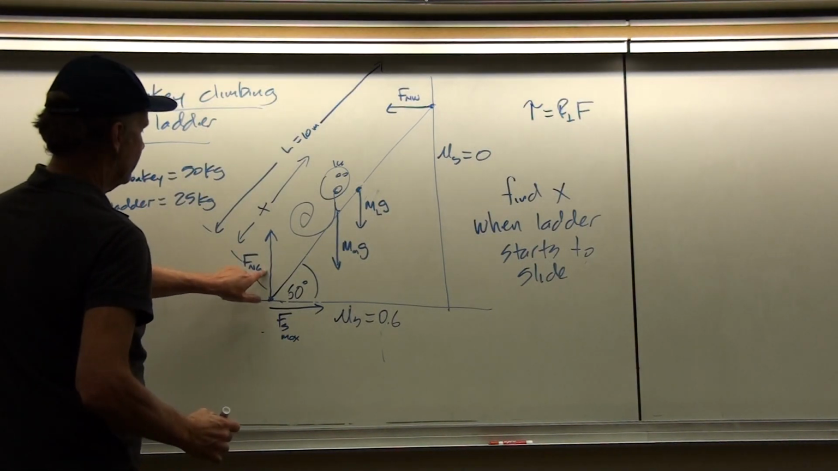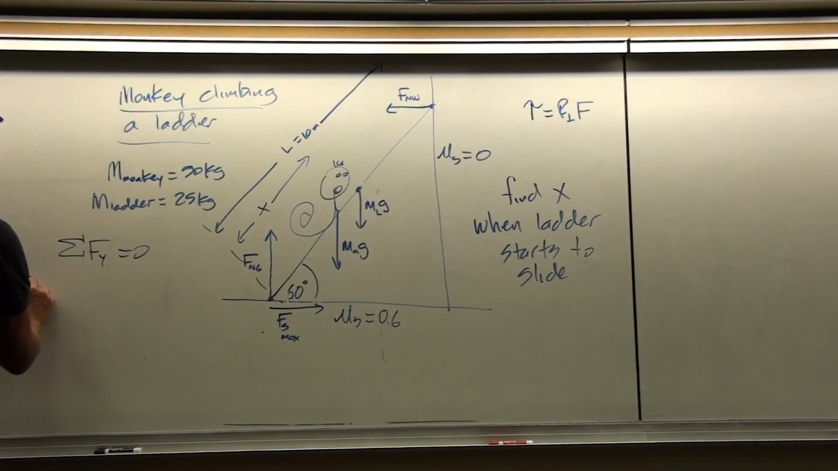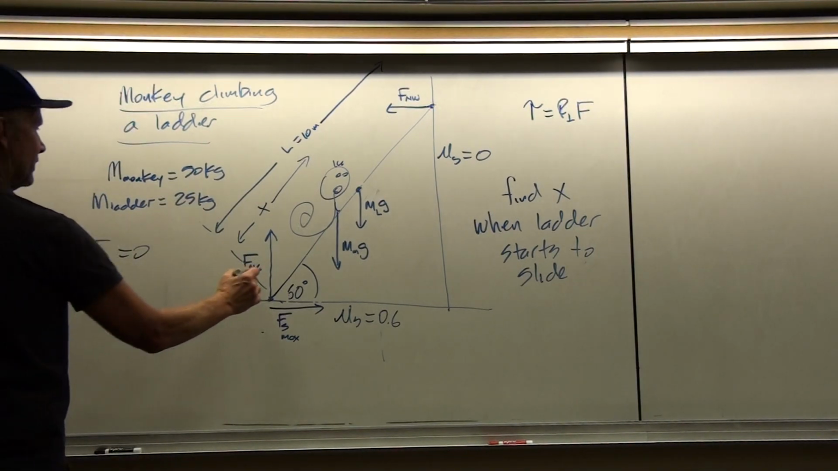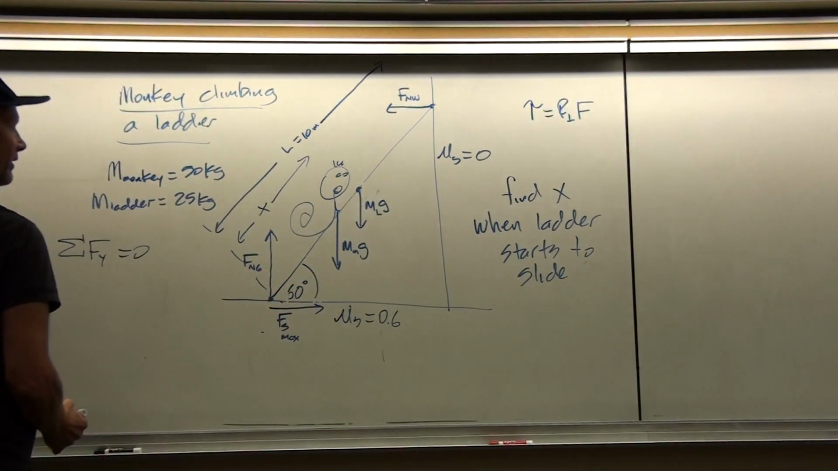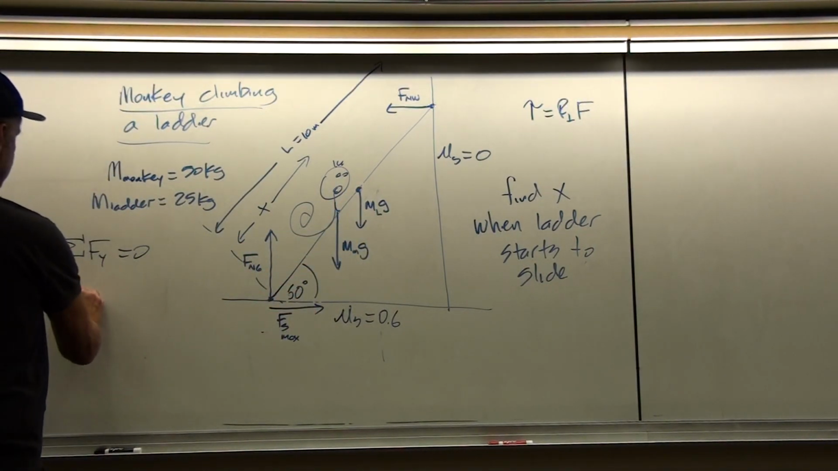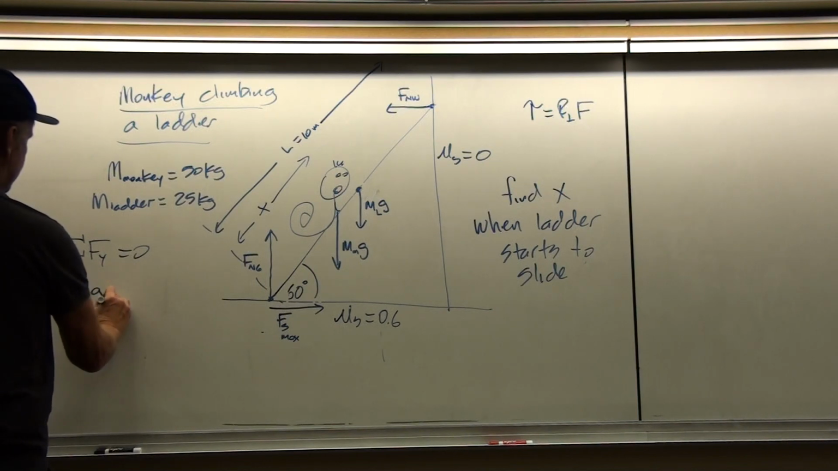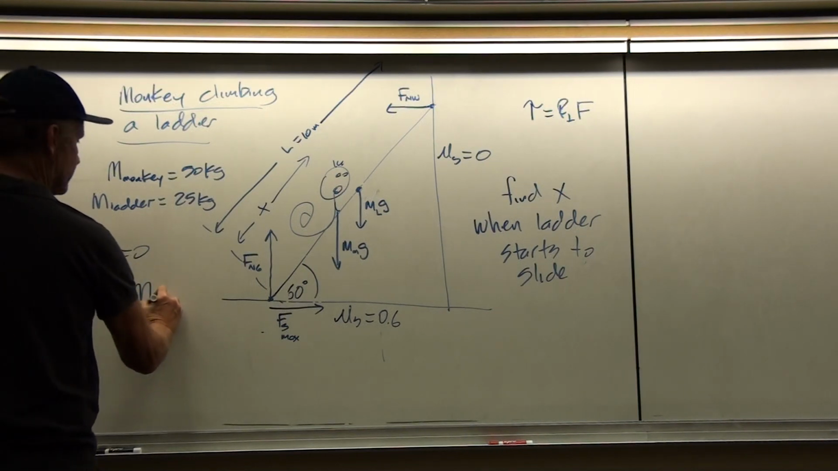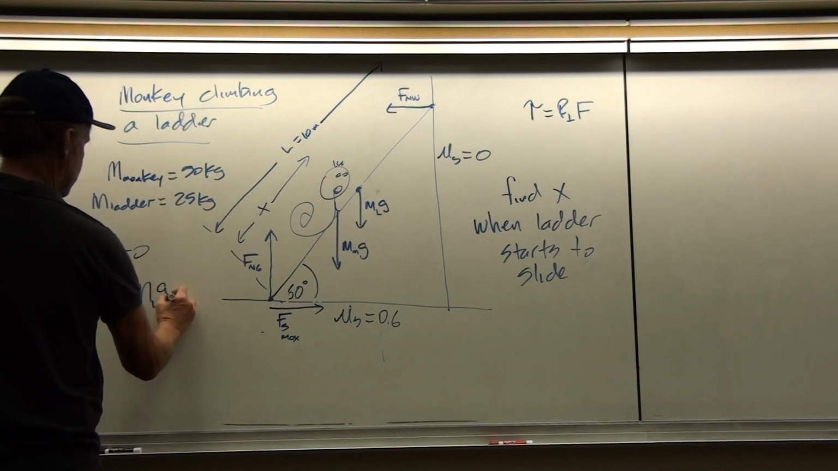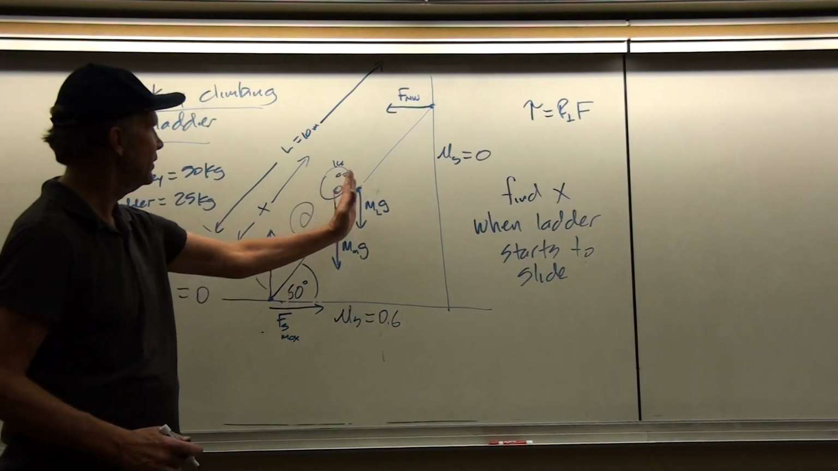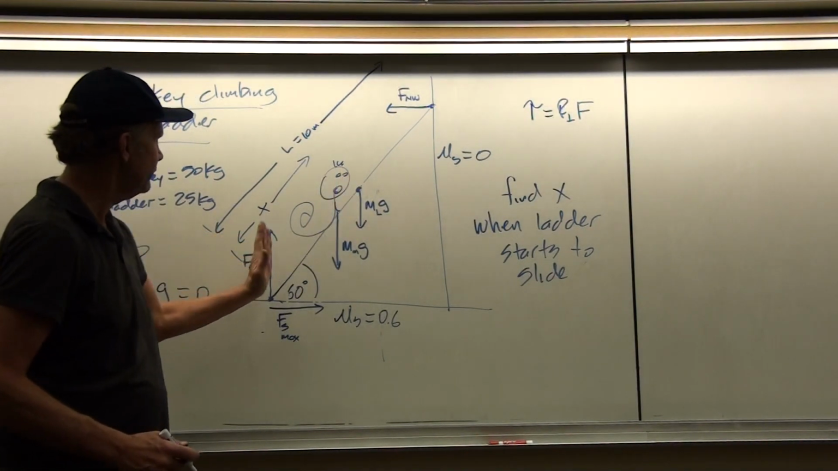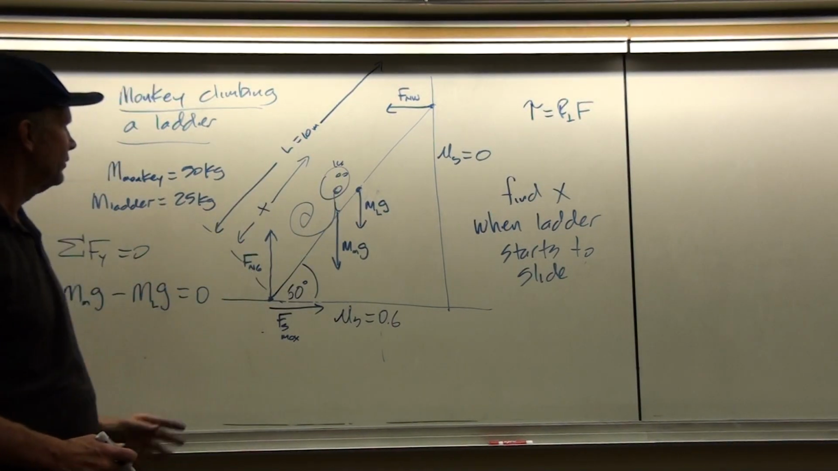So what have we got here for a y force? We've got F normal ground. We have, well, these two forces are vertical. So it's going to be minus mass of the monkey times g minus mass of the ladder times g equals 0. Okay, so those are our only y forces: the two weight forces and the normal force from the ground.